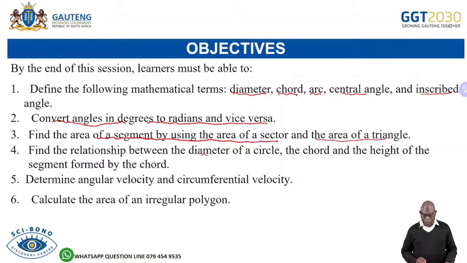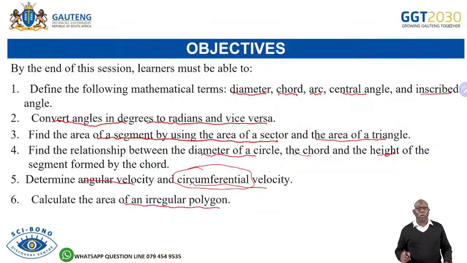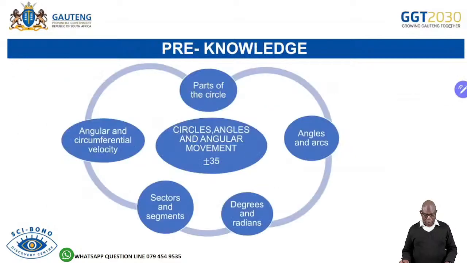Find the relationship between the diameter of the circle, the chord, and the height. You'll see when we do the formulae that these formulae are also given there. Determine the angular velocity and the circumferential velocity, which is also known as the peripheral velocity. Calculate the area of the irregular polygon. This is one of the questions that comes in each and every paper. We really need to understand how to do that.